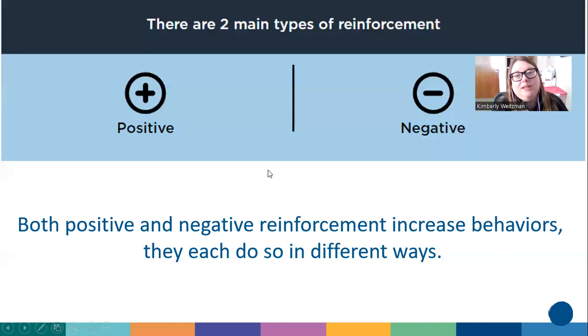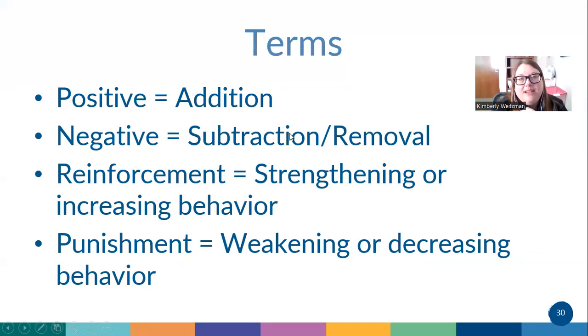So let's get a couple examples and also learn more about the different types of reinforcement. There's both positive and negative reinforcement. They both increase the frequency of behaviors, but they do so in very different ways. And let's learn about that. As we go through the next couple slides, just keep in mind, positive means that we're adding something to the situation or giving something to the person. Negative means we're subtracting or removing something from the person.